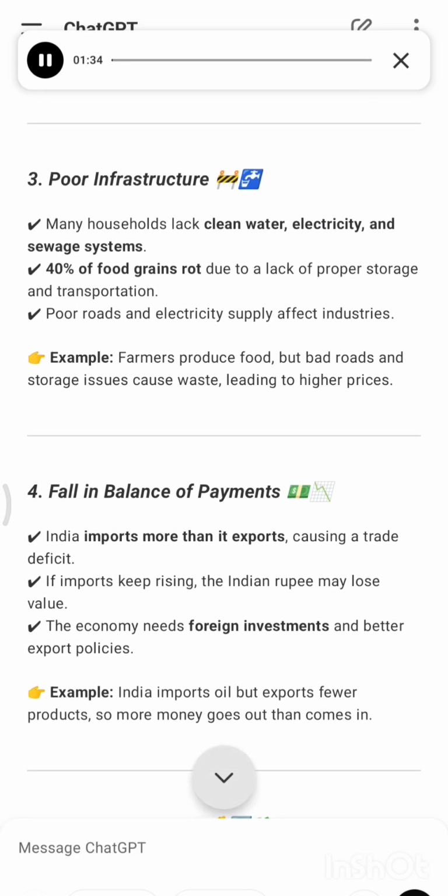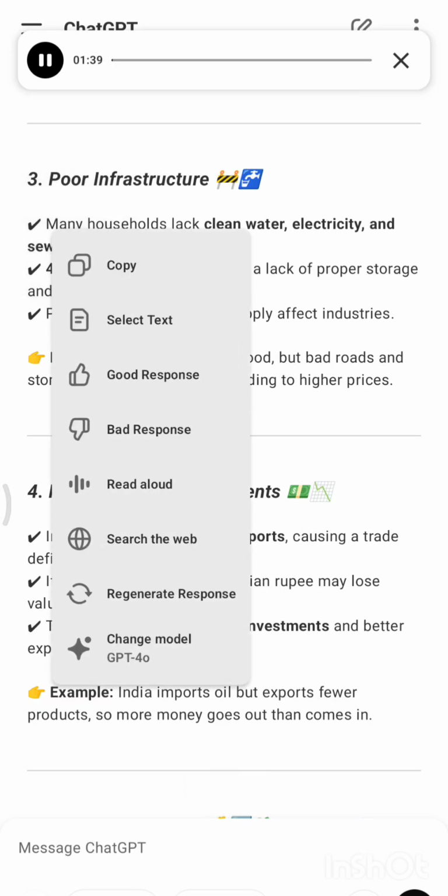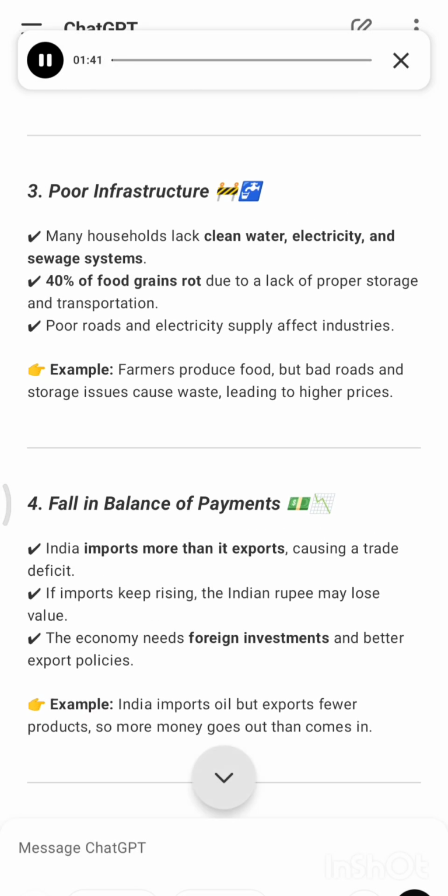4. Fall in balance of payments. India imports more than it exports, causing a trade deficit. If imports keep rising, the Indian rupee may lose value. The economy needs foreign investments and better export policies. Example: India imports oil but exports fewer products, so more money goes out than comes in.